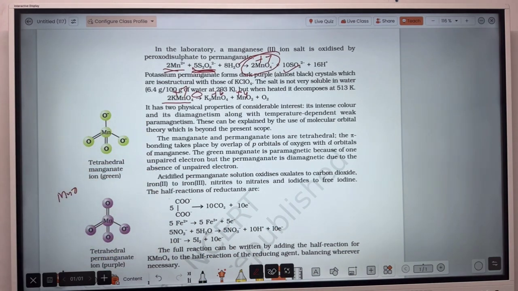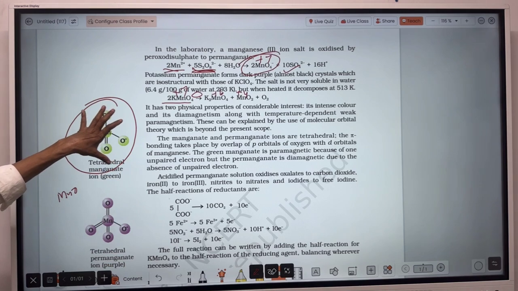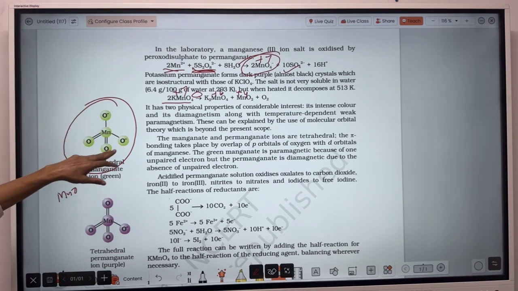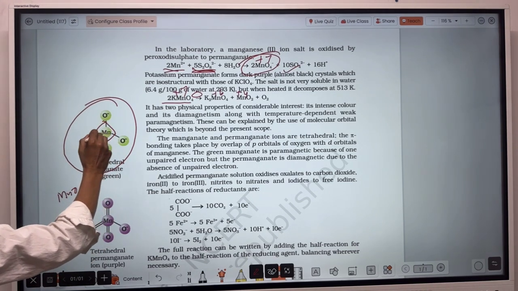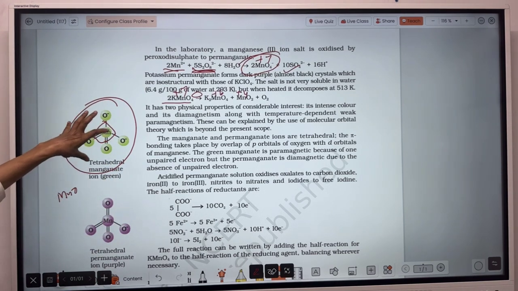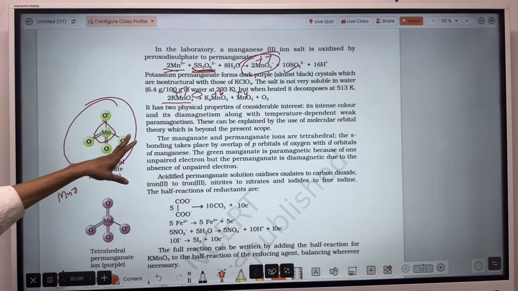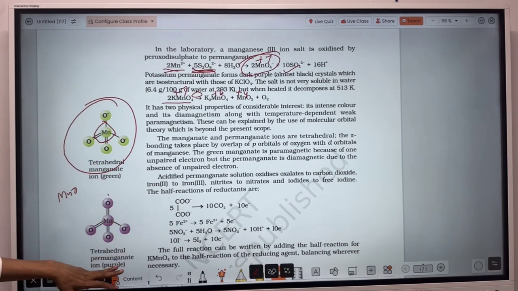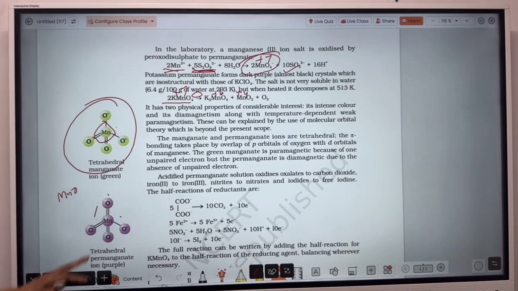Now about the characteristics of KMnO4. Firstly, the geometry: the shape will be tetrahedral. 4 oxygen atoms are bonded to the manganese, and they will lie in 3-dimensional space so that there is minimum repulsion between them. That is possible when they arrange tetrahedrally. This is potassium manganate and this is potassium permanganate. The shape of both the manganate ion and the permanganate ion is tetrahedral.